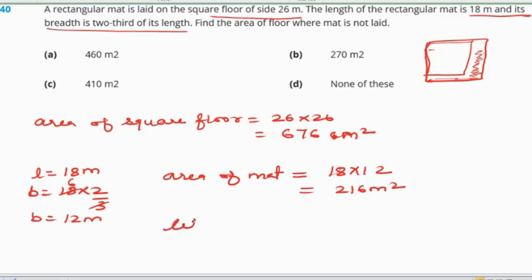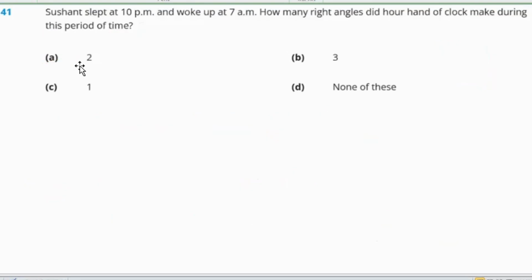Now the question is asking what is the area of the floor where the mat is not laid. So we need to find the leftover area. The leftover area of the floor has to be 676 minus 216. So we will be getting 460 meters square. So our answer has to be option A, which is 460 meters square.